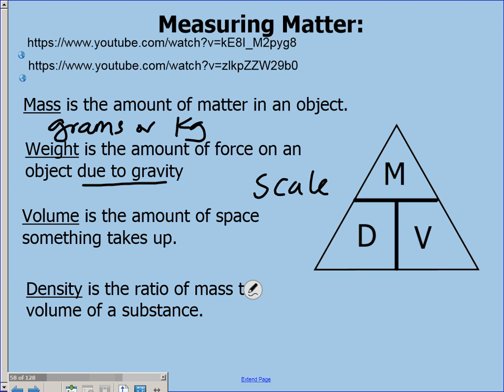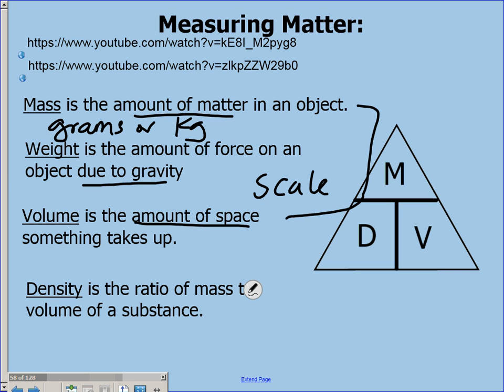Okay? FYI. All right, so mass is different than volume because this is the amount of matter, whereas volume is the amount of space that that particular object is taking up. And so when we pull these two together, we do start to be able to calculate density. So density is the ratio of mass to volume.